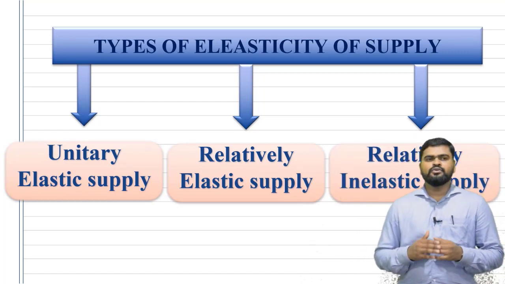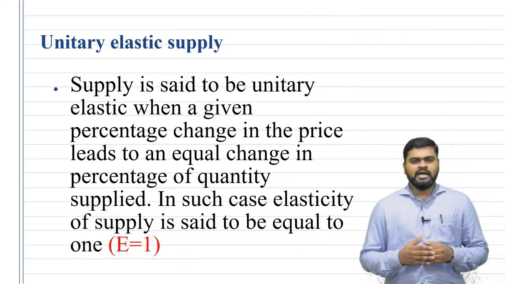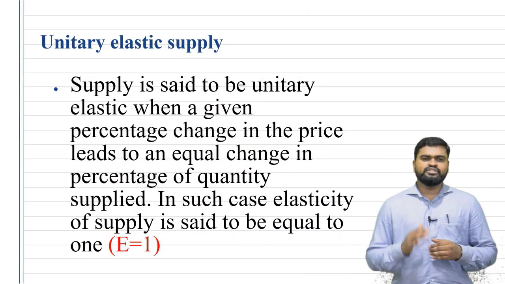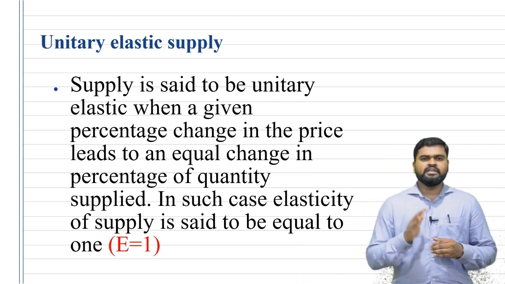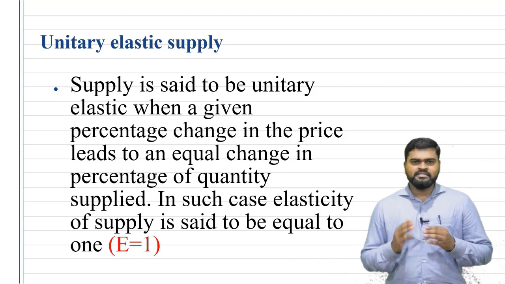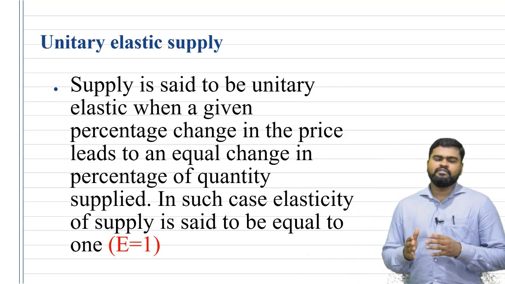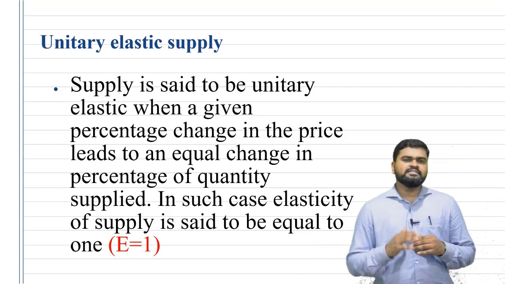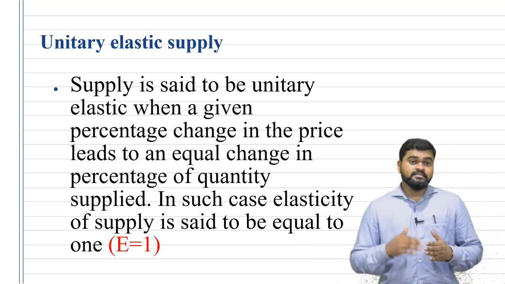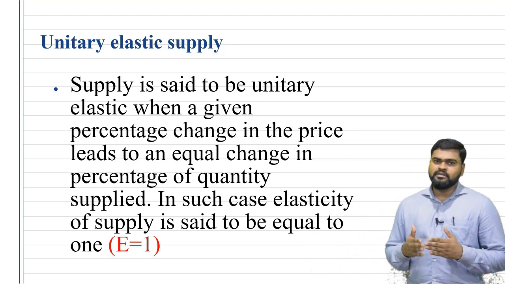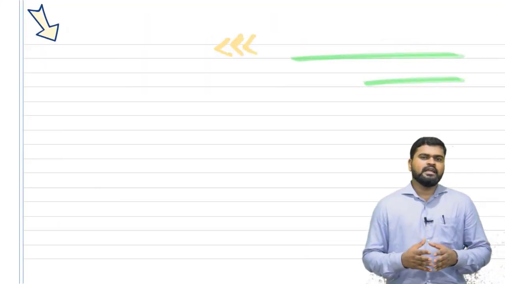Let us move on to unitary elastic supply. Supply is said to be unitary elastic when given percentage change in price leads to equal percentage change in quantity supply. In such case, elasticity of supply is said to be equal to 1, that is E is equal to 1. In simple words, percentage change in price is equal to the percentage change in quantity supply. Let us move on to the diagram and understand unitary elastic supply.